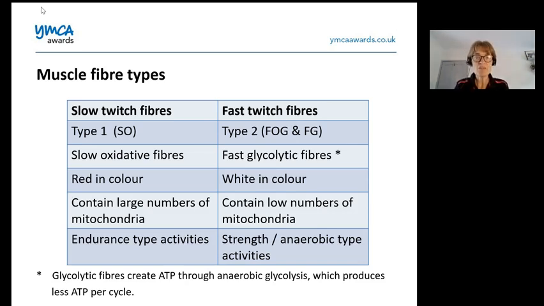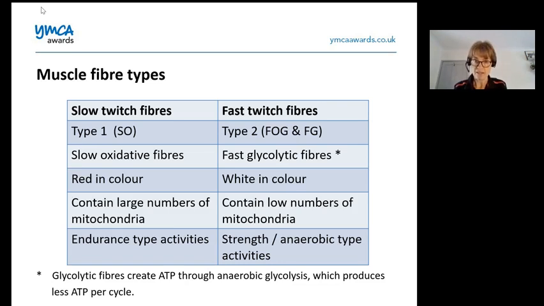So the type 1 are our slow oxidative fibers. Now, the word oxidative tells us that it needs a lot of oxygen, and so we're going to need a lot of blood to bring all the oxygen to those muscles. So those fibers are red in color because they're rich in mitochondria, and they've got a very good blood supply to bring the necessary oxygen there. And these kind of muscle fibers are very good for the endurance kind of activities. It's just ongoing, just keep going, slow and steady.